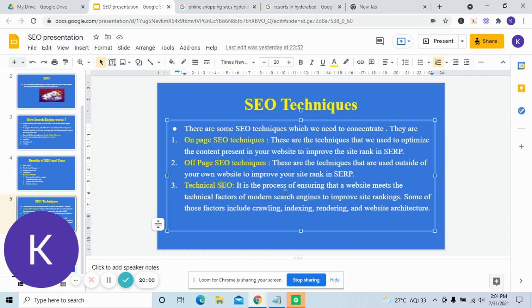related to search engines, so that the search engine can recognize your site. To recognize your site, we are going to do some technical things in a website. These are the techniques that we are going to discuss further in other videos.